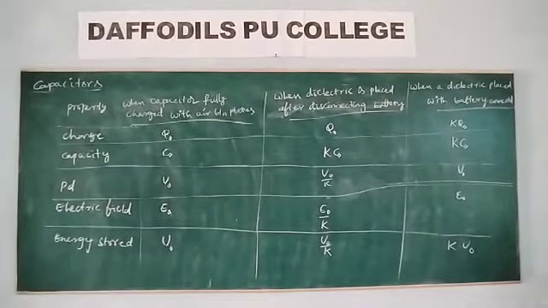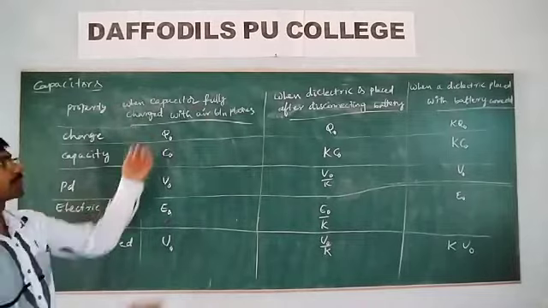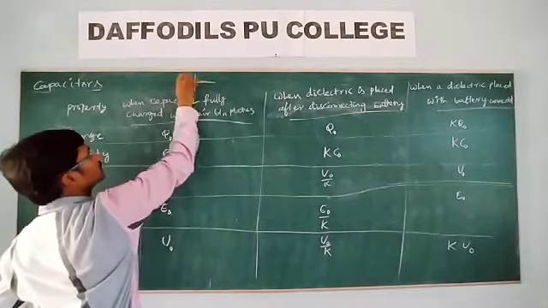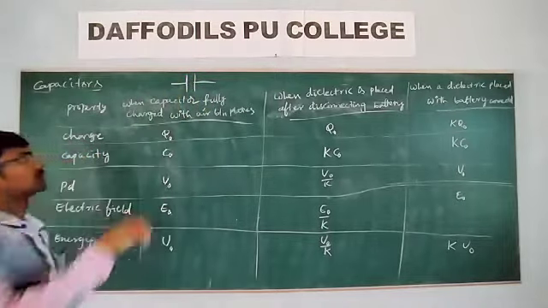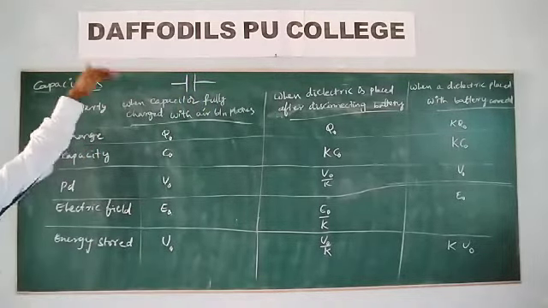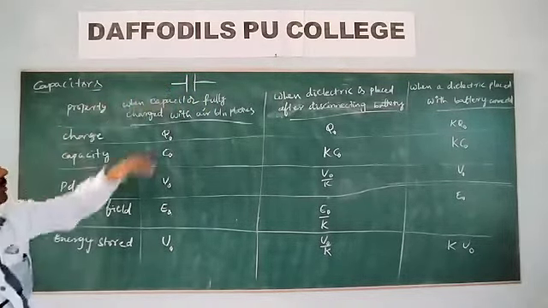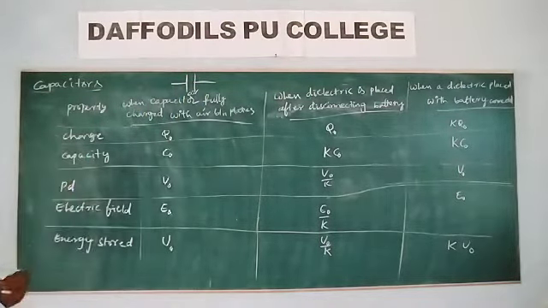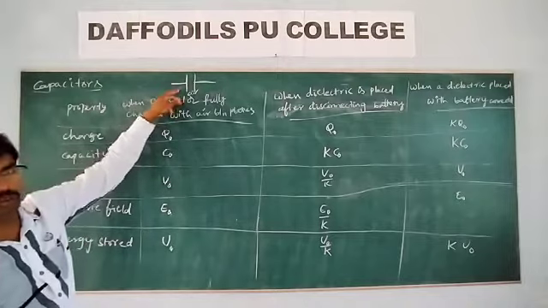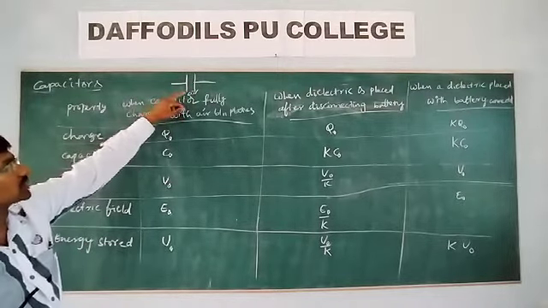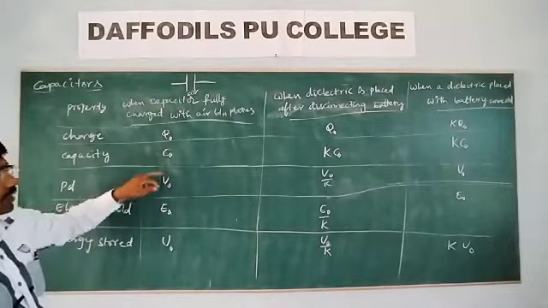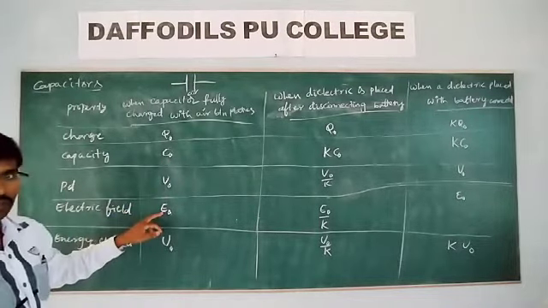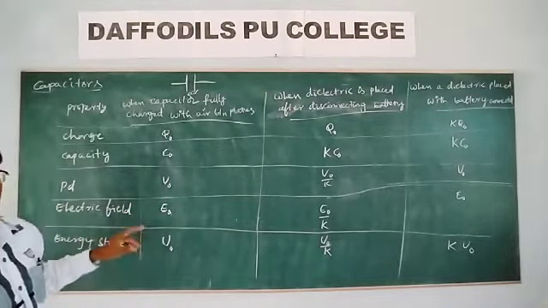So let us see here, we have a capacitor plate, and this capacitor is connected to a battery with air between the plates. Here we have an initially charged capacitor. So the initial charge is Q0, the area is A, the potential is V0, the capacitance is C0, the electric field is E0, and the energy stored is U0.